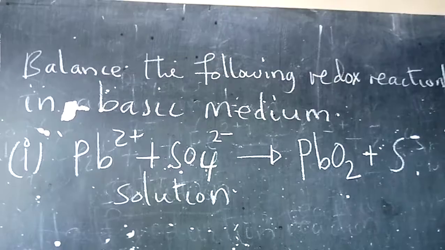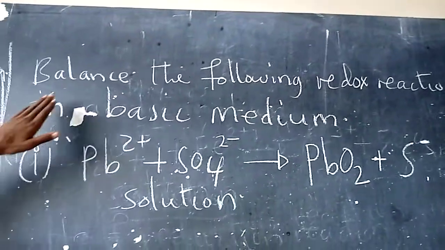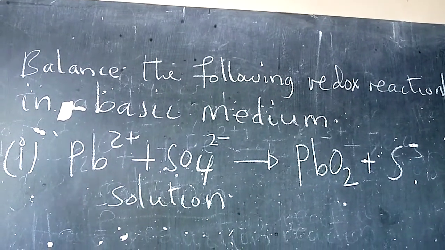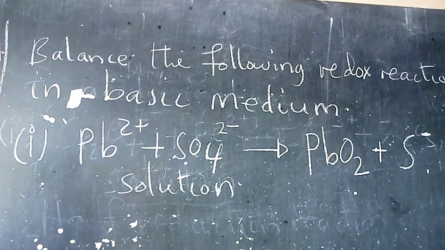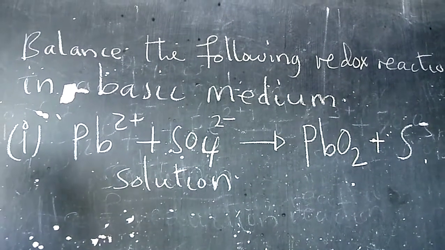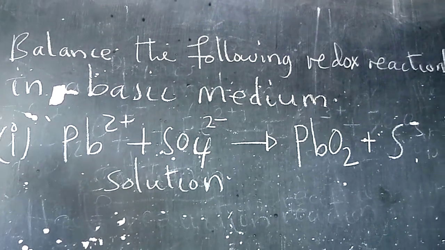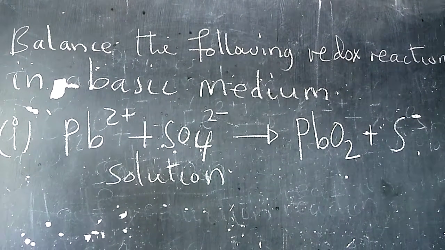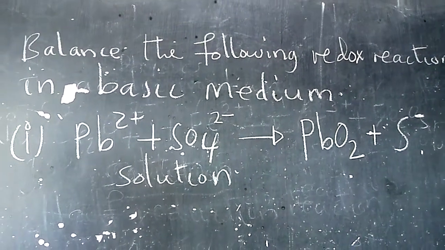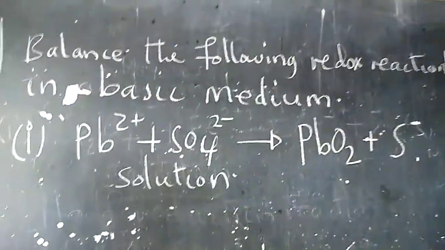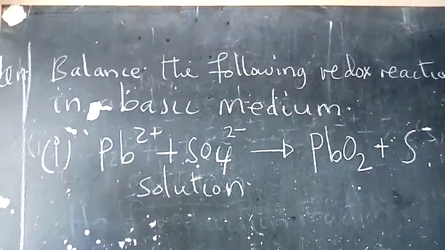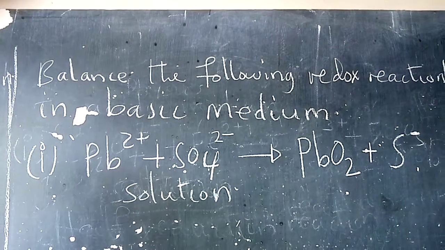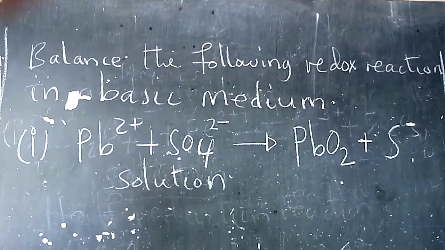Yes, class. Let's continue with another question, which says: balance the following redox reaction in basic medium. To balance the redox reaction in basic medium, we follow the same steps as in acidic medium, but at the end we are going to add hydroxyl ions on both sides, the reactant side and the product side, equal to the number of hydrogen protons present in the acidic equation.